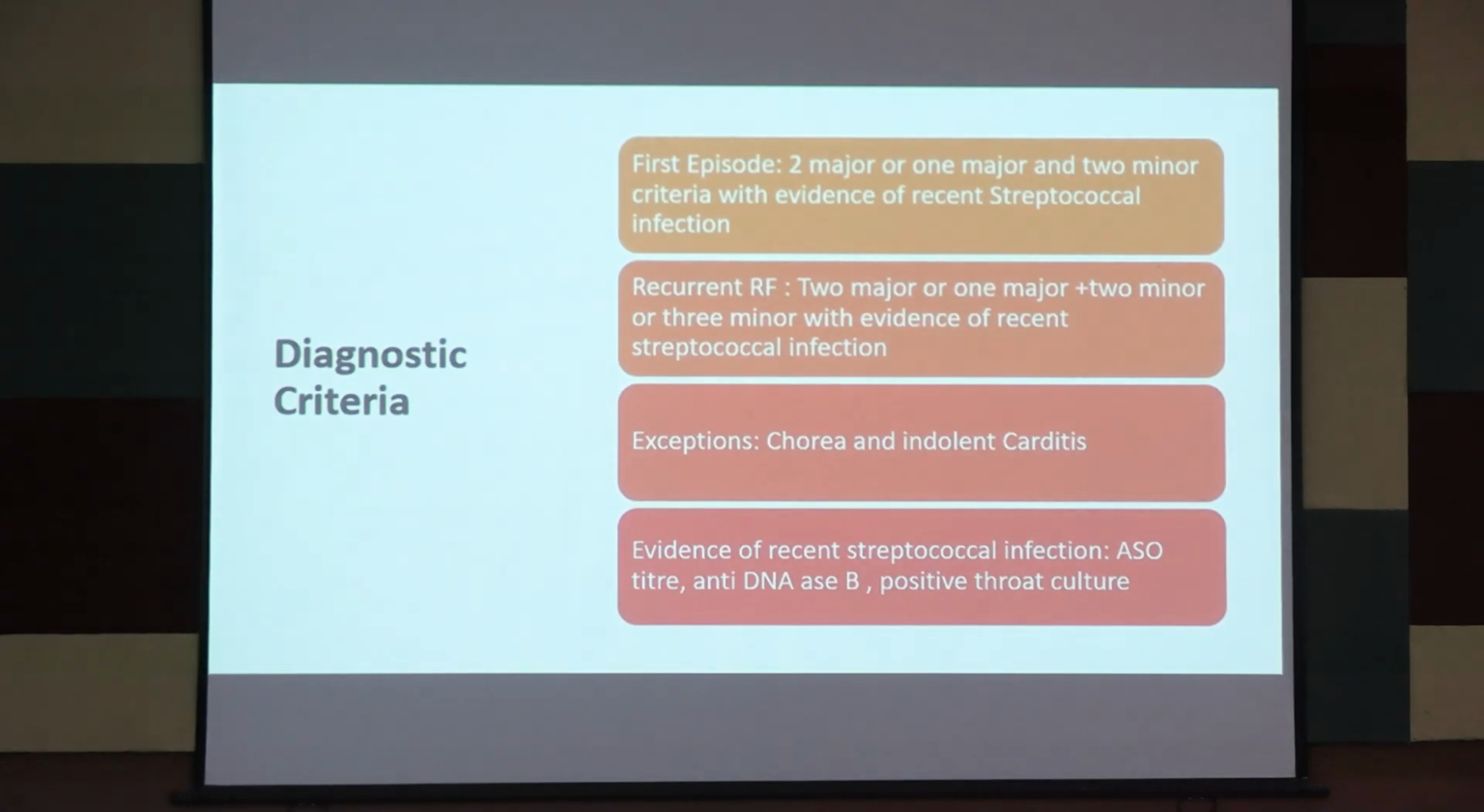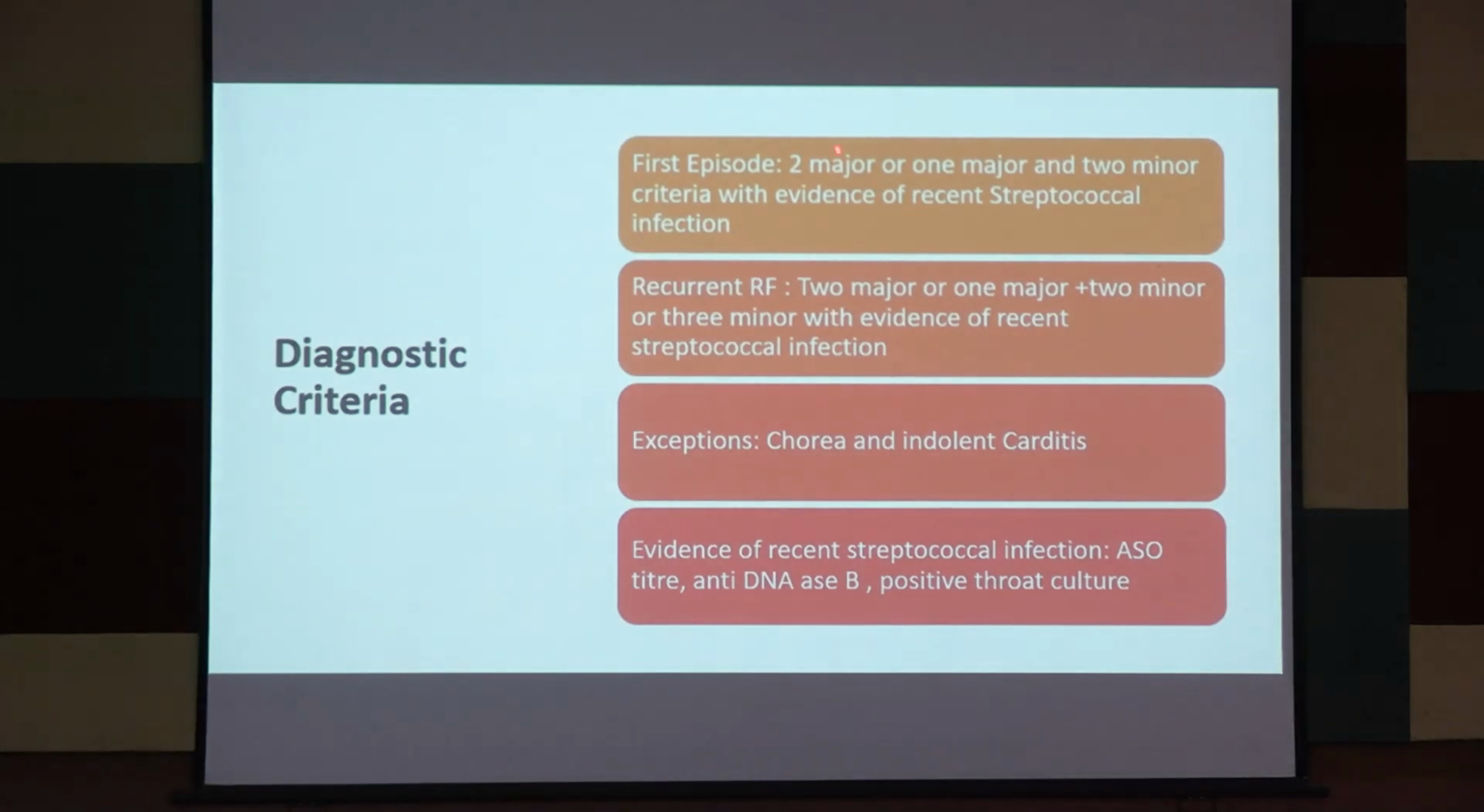So you know about the modified Jones criteria, you know every clinical feature, then you go to the diagnostic criteria. First episode, two major criteria, if present, it is diagnostic. Or one major and two minor, it is diagnostic. But in every case, there should be evidence of streptococcal infection.